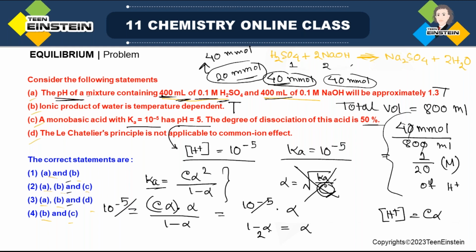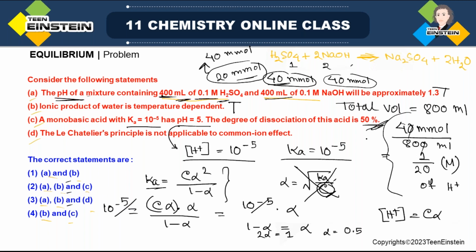That means 2 alpha is equal to 1. So alpha is 1 by 2, which is 0.5. If you multiply it by 100, it will be 50, in terms of percentage, 50%. That means this statement is also a correct statement.